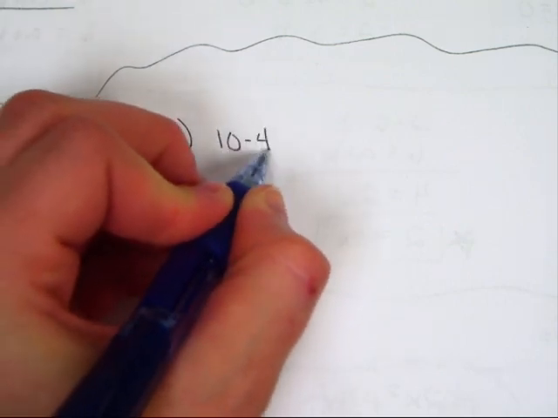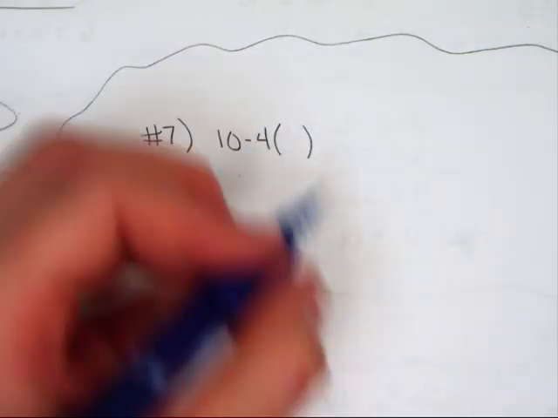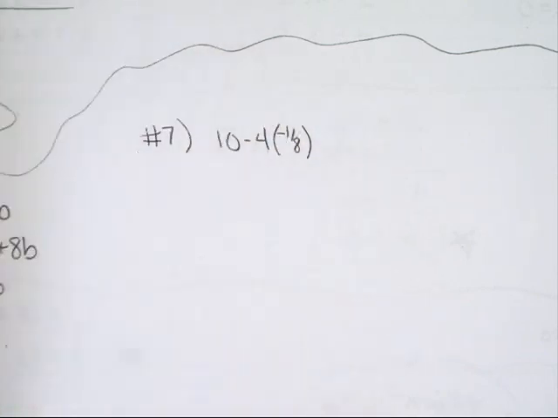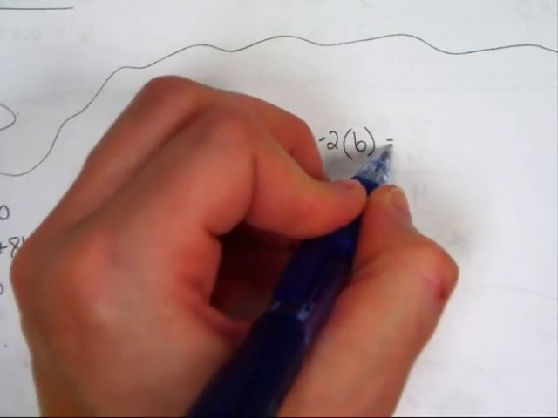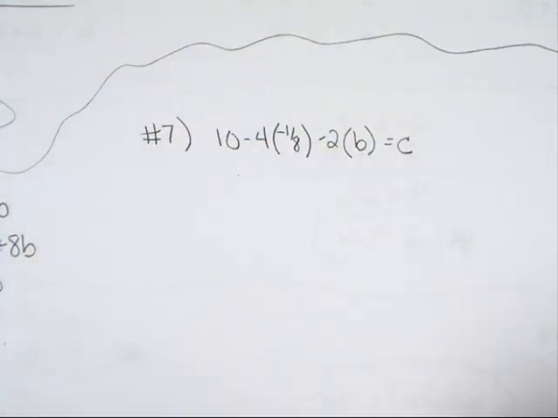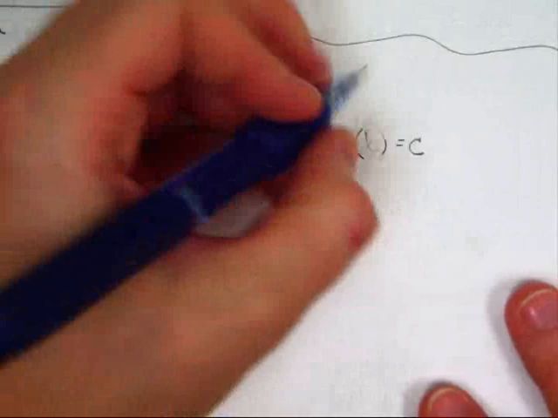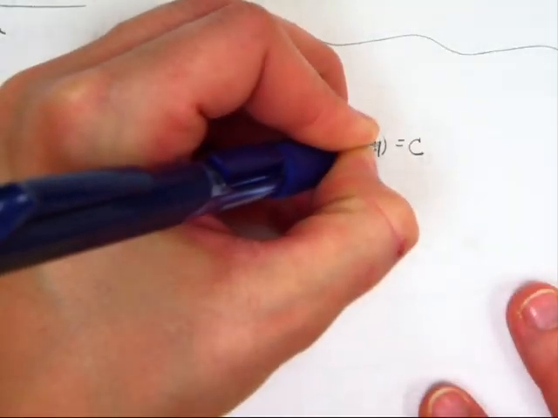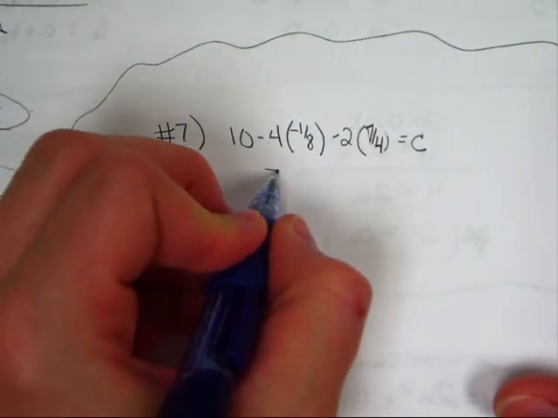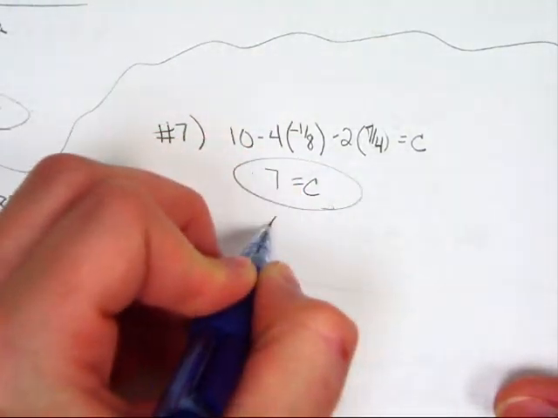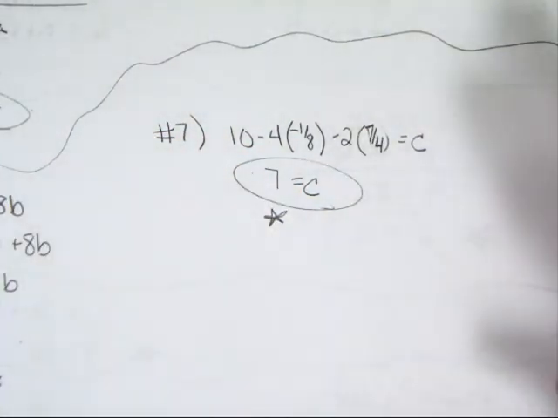10 minus 4 times a. Well, remember for a, we got negative 1 over 8. Minus 2 times b equals c. Work all of that out, and c is actually going to be a pretty nice number, but remember for b, we got 7 over 4. Work all of that out, you'll get a nice number. c is actually 7. Let's rewrite it all put together.